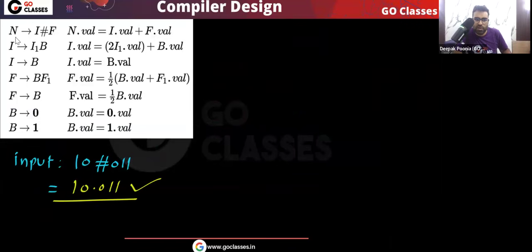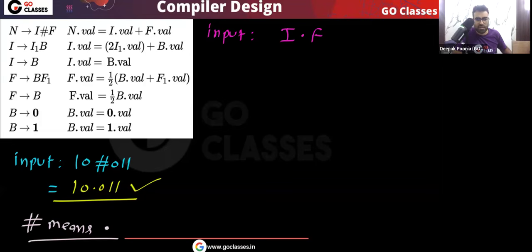If your input is like this, I dot F, I'm not using hash now because you already know hash means dot. So if this is your input in binary, of course, this is a binary input.